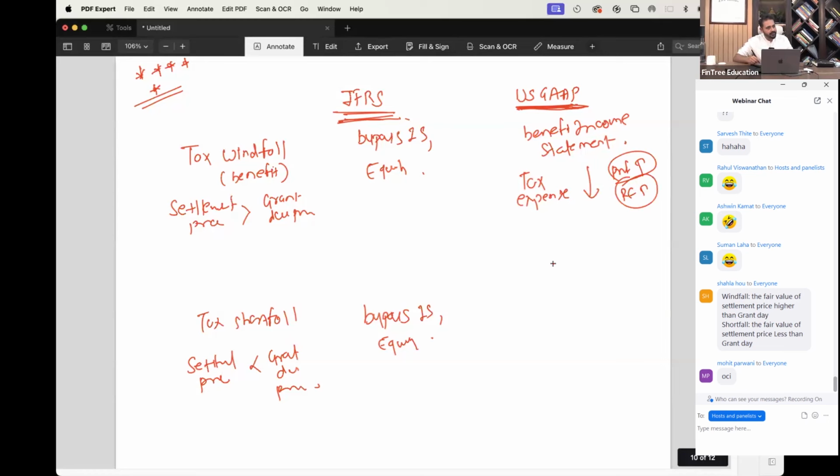Eventually it's going to equity. This is also going to equity. But in one case, you're bypassing P&L, transferring it directly to equity. In the other case, you're routing it through P&L. At the end of the day, equity is increasing in windfalls. But in one case, it's happening because you're recording it in the income statement. So tax expense will go up.